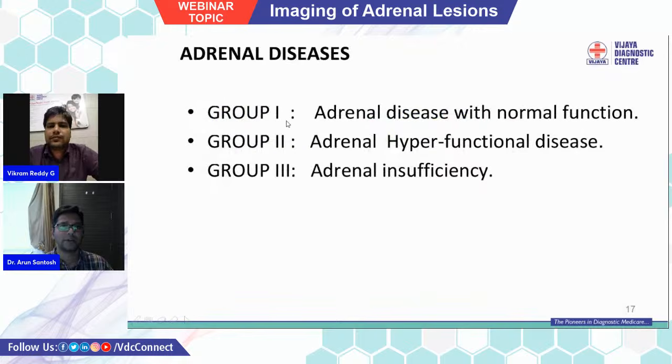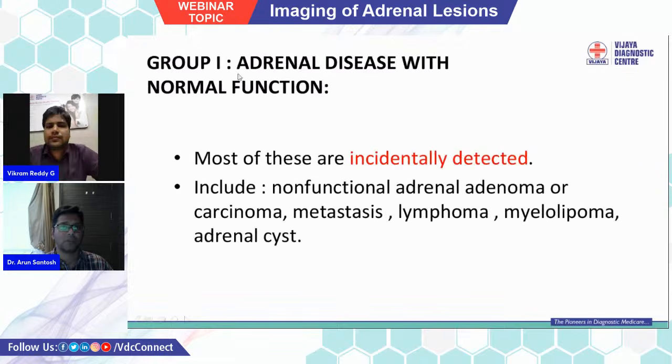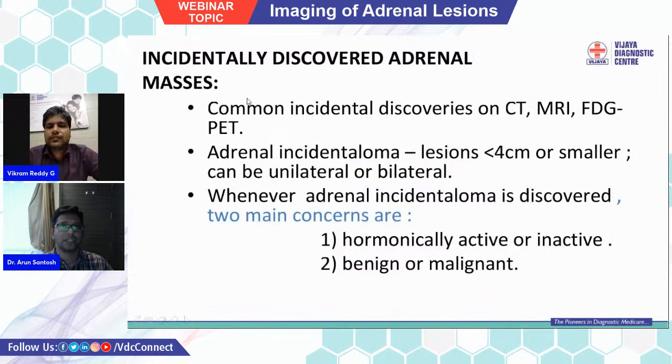Adrenal masses can also be grouped as those with normal function, hyperfunction, or insufficiency. Normal function ones are the most common adrenal tumors, the incidentalomas as we call them, and they are mostly incidentally detected. These include non-functioning adrenal adenomas or carcinomas, metastasis, lymphoma, myelolipoma, and adrenal cysts. Incidental discoveries can happen on routine CT imaging, MR imaging, and FDG PET.